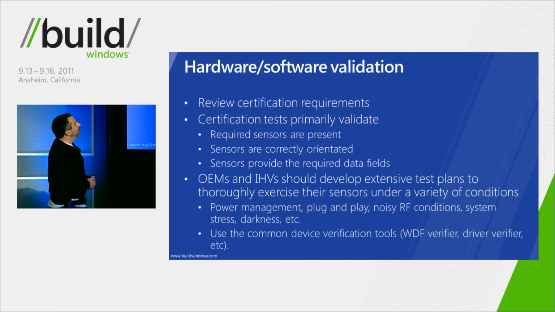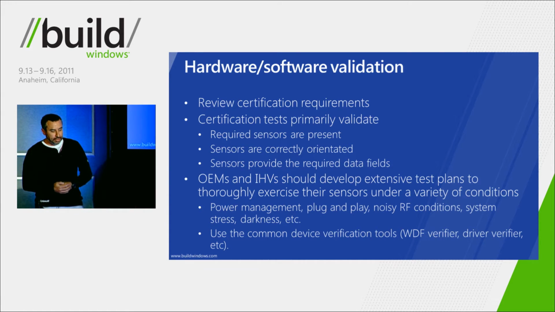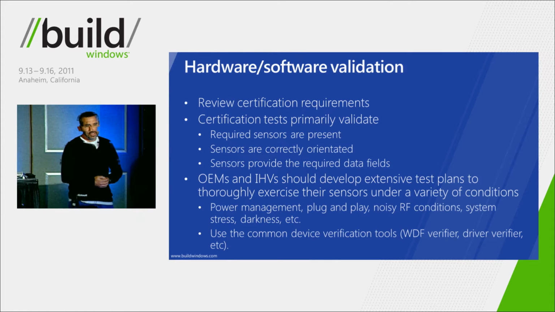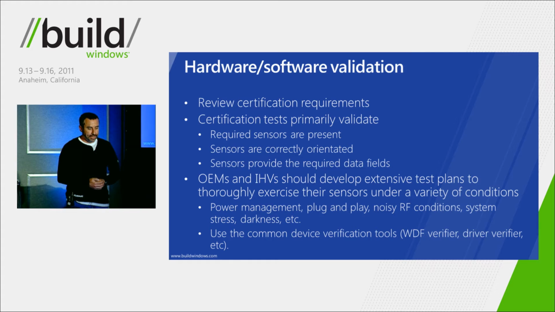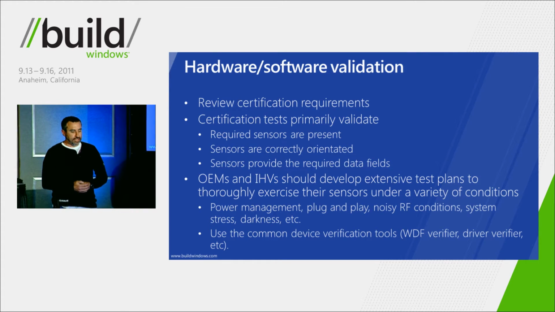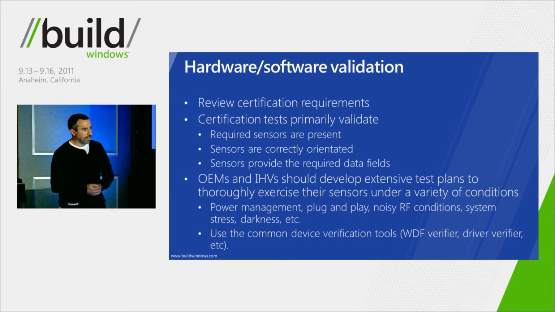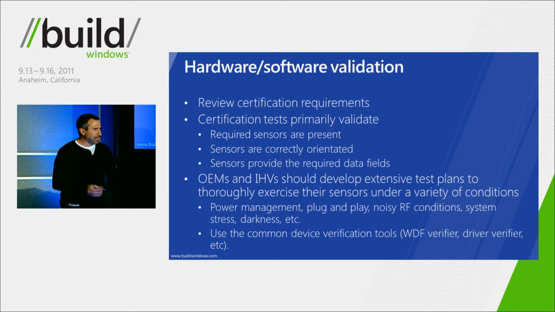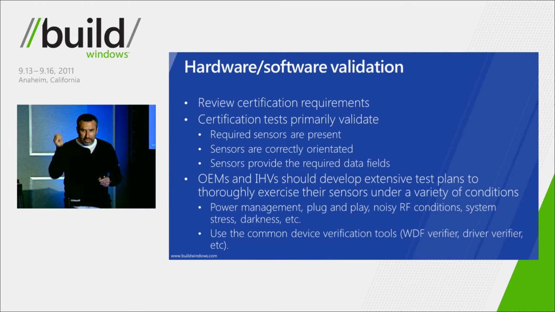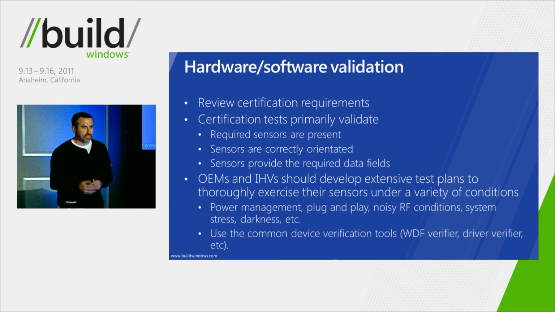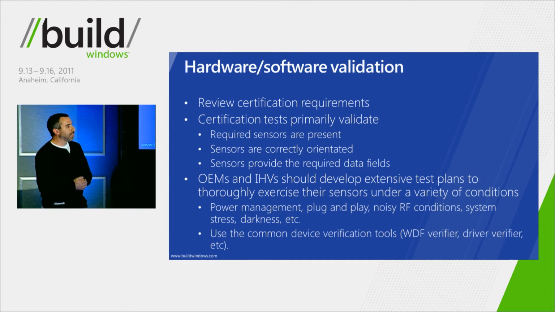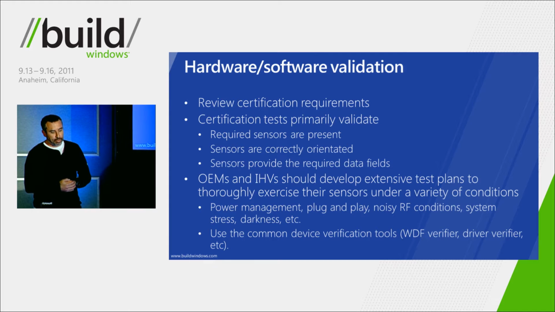The other kind of caveat that I want to give you is that the certification tests that we currently have planned are probably going to be somewhat limited. They're really designed to make sure that all the required sensors are there, and that the sensors are correctly orientated. We typically want to avoid having an accelerometer orientated upside down, because when you press that rotation lock, you don't want to see your screen flip. So we'll catch that. And we're looking to make sure in the test that the sensors provide the correct data fields.